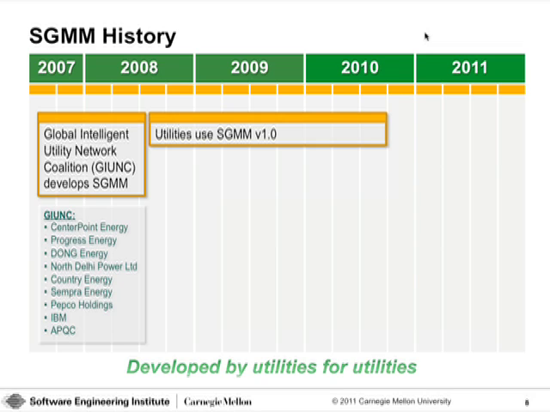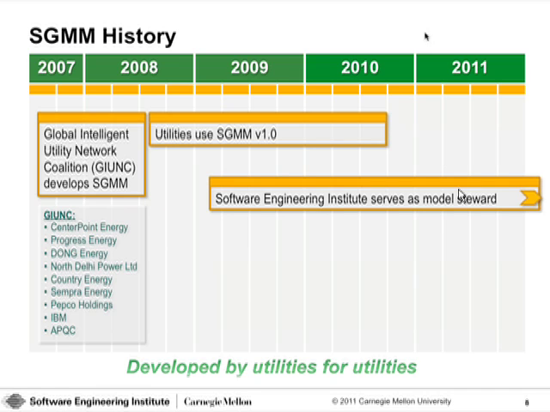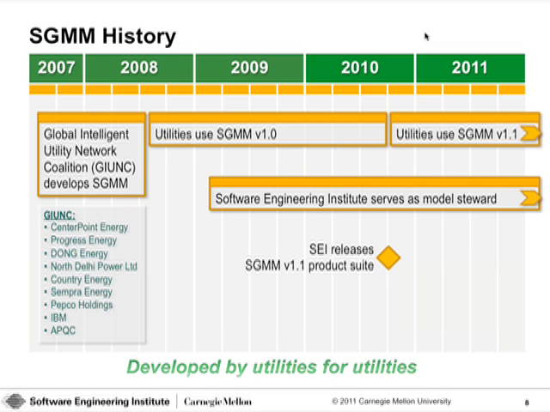Utilities used version 1.0 of the Smart Grid Maturity Model when it was released from the coalition. In early 2009, the coalition turned over the Smart Grid Maturity Model to the Software Engineering Institute and asked us to serve as the model steward, which we have since that time and plan to for the foreseeable future. At the SEI, we stood up a project to interact with the users of the model and to evaluate the model, which ultimately led to some improvements we made when we released version 1.1 in late 2010.